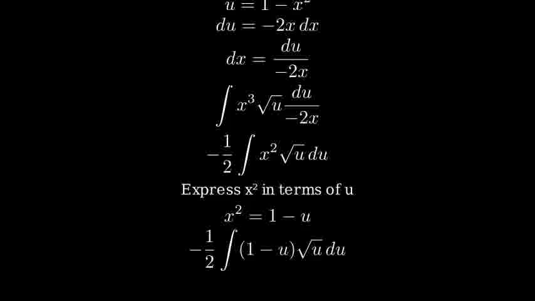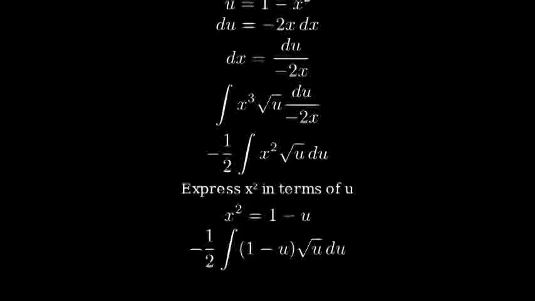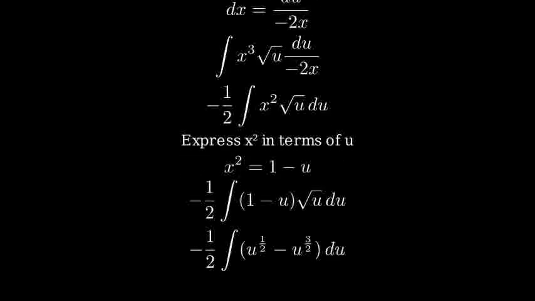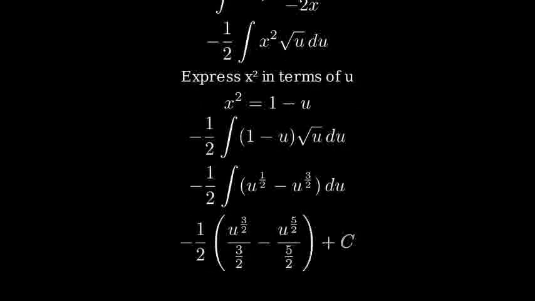Now let's expand 1 minus u under the integral. Now we have negative 1/2 times the integral of the square root of u minus u times the square root of u du. Now we'll integrate each term separately.